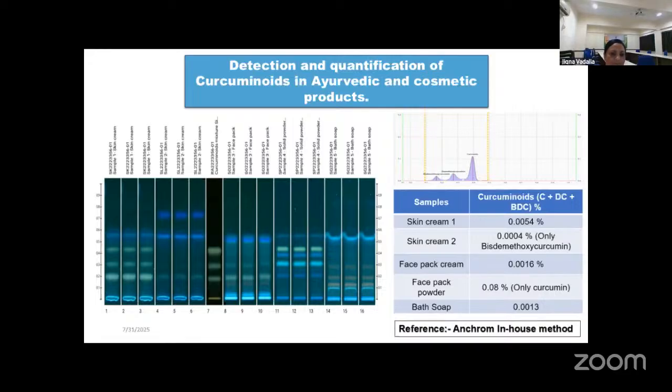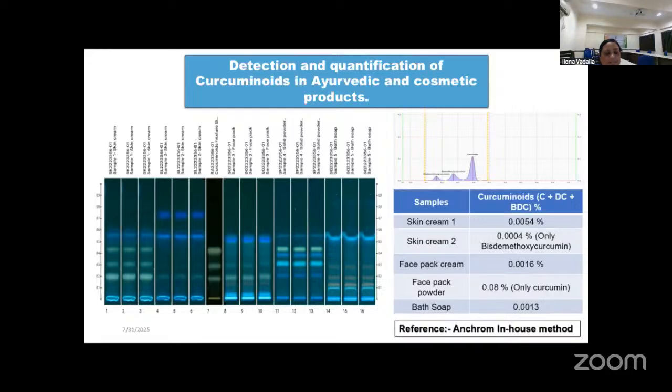You are able to see this sample does not contain any, or contains only one band of curcumin, while this one contains three bands of curcumin. This one contains less amount of curcumin. So these are the analyses from different cosmetics like face cream and bath soap that contain curcumin.